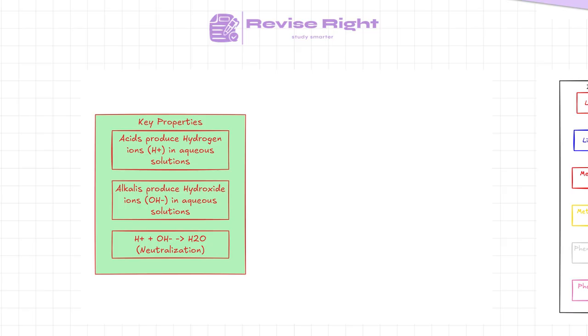So acids can be defined as basically substances that produce hydrogen ions, which are known as H+, and alkalis produce hydroxide ions. So when you're thinking about acids, I want you to think about H+. When I'm thinking about alkalis, I want you to think about OH-.